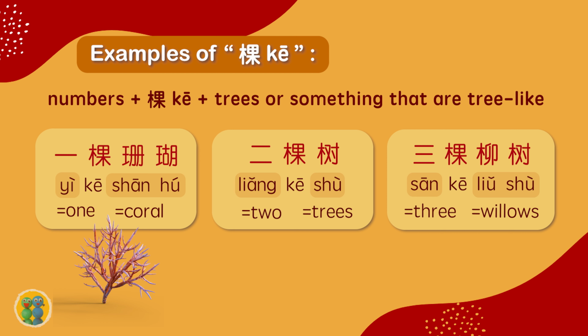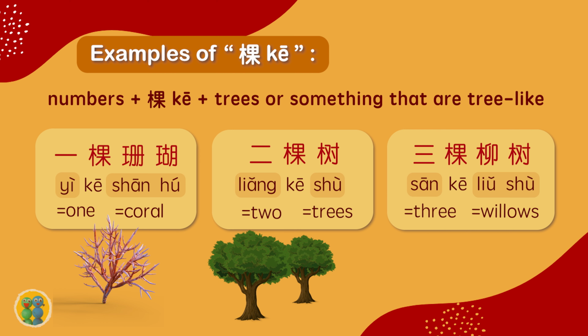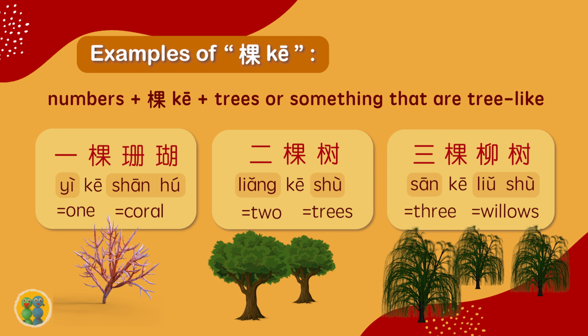So in some cases, if something looks like a tree, we can use this measure word, 棵. 两棵树: 两 means two, 树 means trees. 三棵柳树: 三 means three, 柳树 means willows.